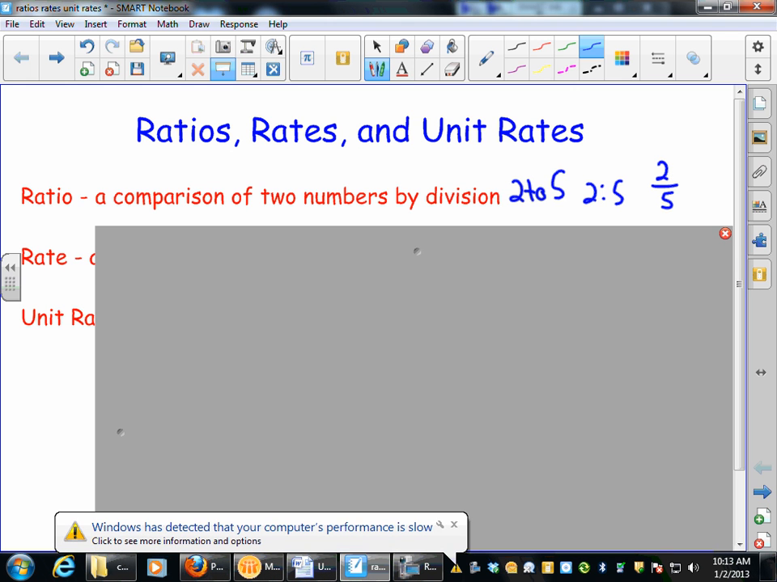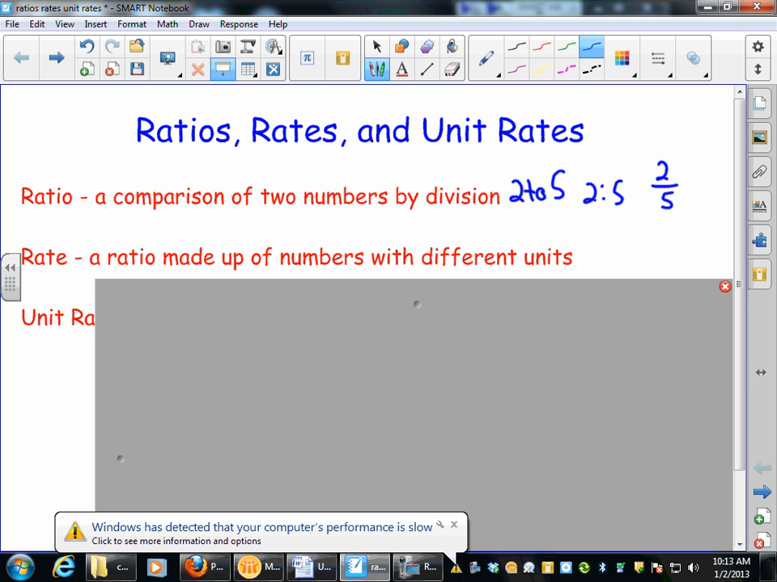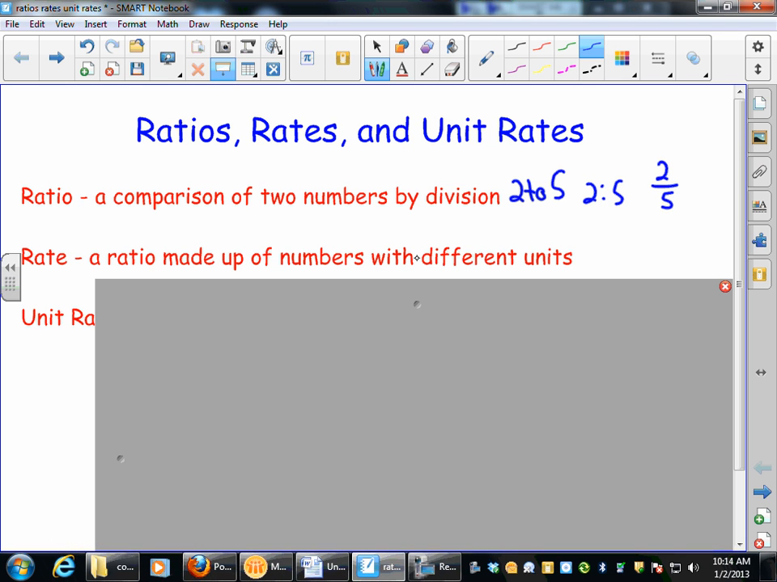All right, a rate. A rate is a ratio. It's made up of numbers with different units. So you actually see examples of rates all the time. When you're driving down the road, signs, miles per hour. That's a rate. You're comparing miles and hours. Those are two different units.